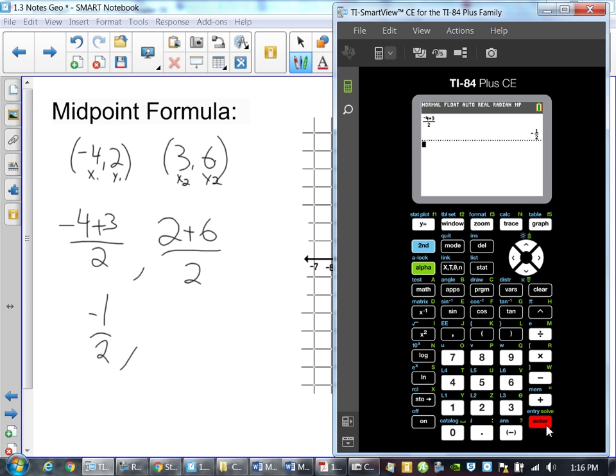Now, before I go to the y values here, watch what happens if you don't use the fraction bar and you're not careful on how you put it in. -4 plus 3 divided by 2. What did it do? It didn't add. Yeah. Everybody see how it divided first?